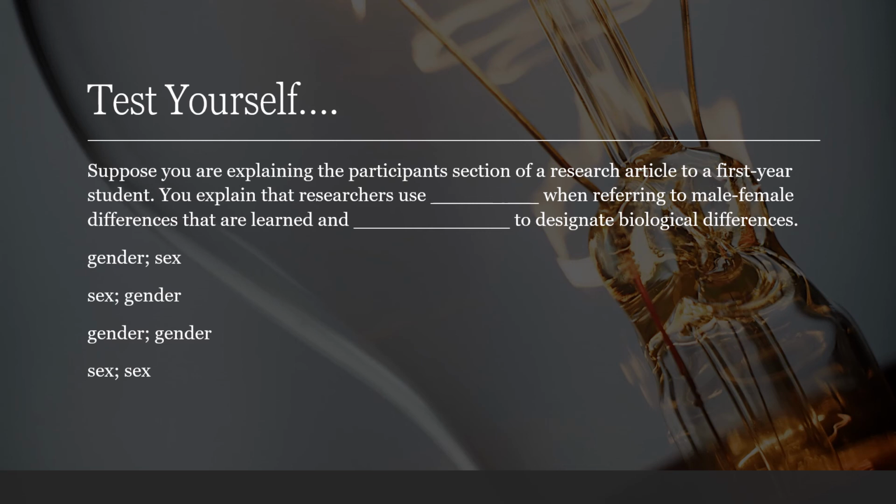Well, if you selected gender as referring to male-female differences that are learned, and sex as the term for the designation of biological differences, you're right. So be sure to know the differences between the two because they're very distinctly different.